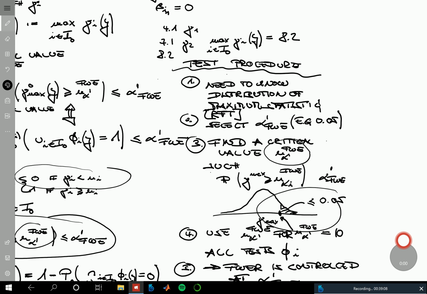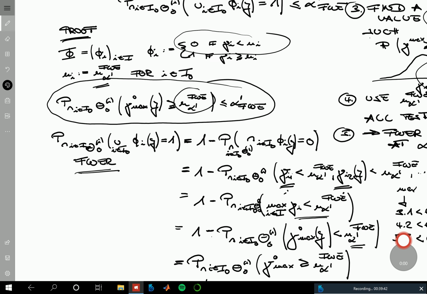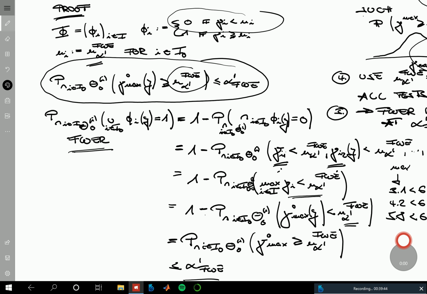So again, this doesn't yet show how the maximum is actually distributed, but if we know the maximum distribution, we can use it to define a test procedure, which is fairly simple. Namely, we look at the distribution of the maximum statistic, select the critical value such that the probability that the maximum is larger than this critical value is smaller than our control level, and then we use this critical value, for example 10, for all of the tests. If we do this, we have now shown that we control the multiple testing family-wise error rate.